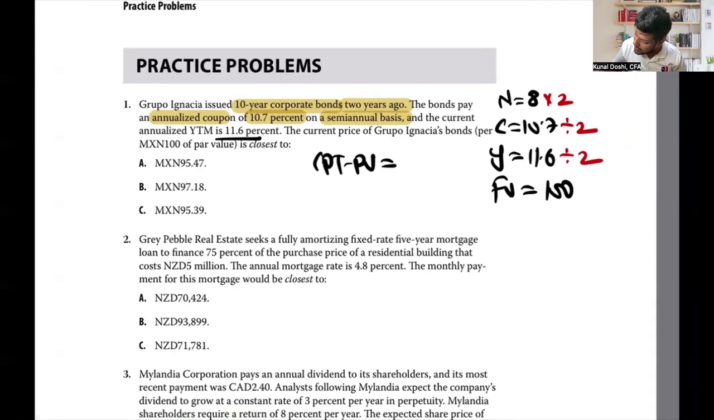This will go into N. This will go into PMT. This will go into I by Y. So I do 11.6 divide by 2, I by Y, 100 FV, and then press compute PV. You'll get 95.38. Don't worry about the negative sign. So 95.389. That is 95.4. Am I correct?